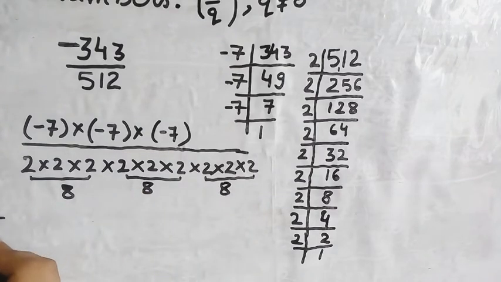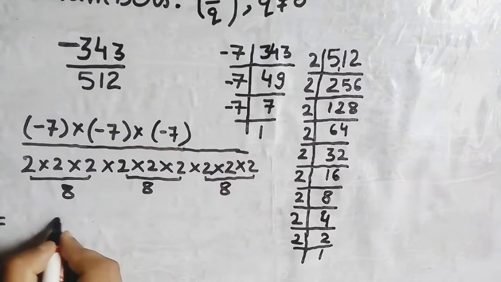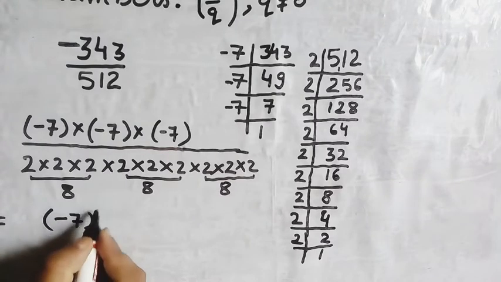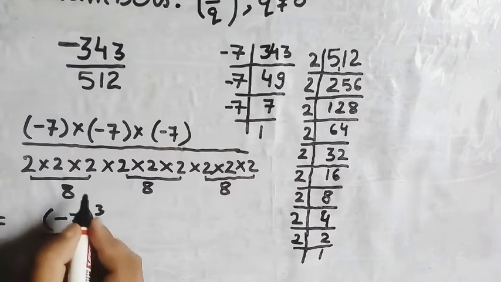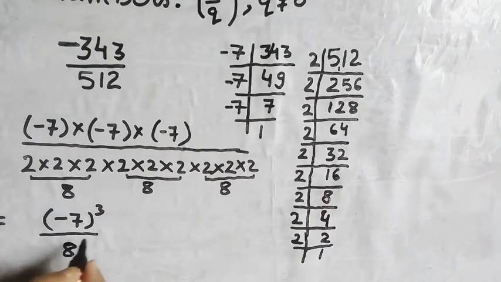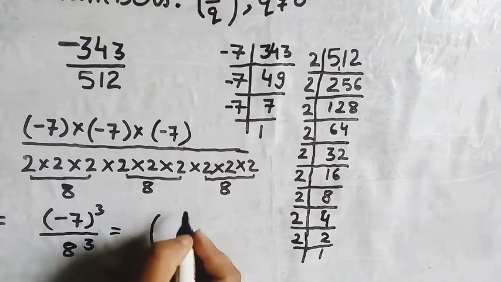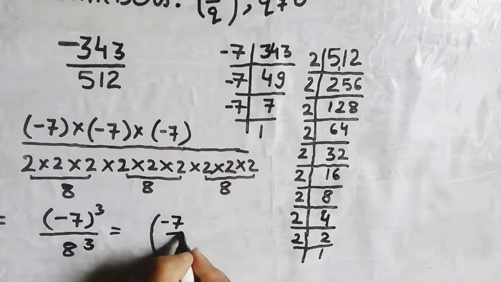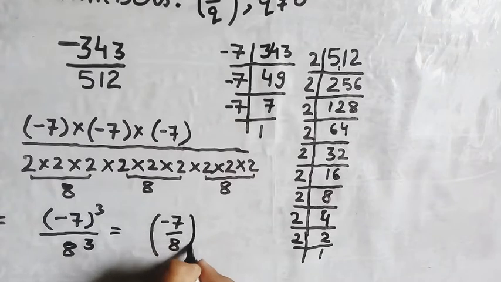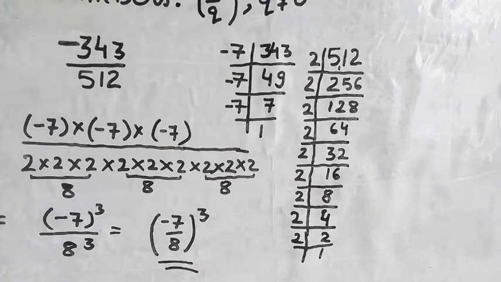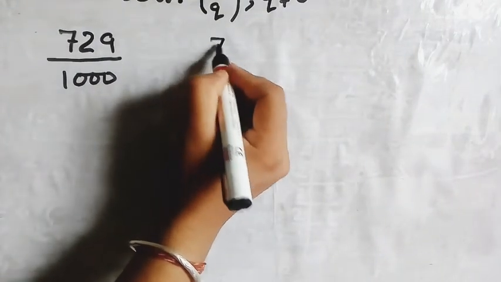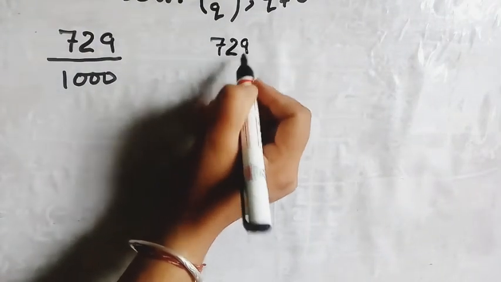So now you can see in the numerator we have minus 7 raised to power 3, and in the denominator also we have the same power now, that is 8 raised to power 3. And if the power is the same, you can take it common. It is (minus 7 upon 8) whole raised to power 3, which is your required answer. Let us see one more such problem, that is 729 upon 1000. Factorize them.